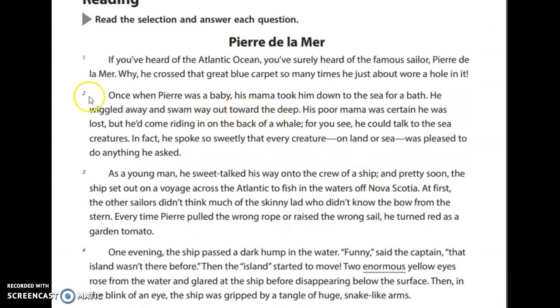Pierre de la Mer. If you heard of the Atlantic Ocean, you've surely heard of the famous sailor Pierre de la Mer. Why, he crossed that great blue carpet so many times he just about wore a hole in it. Once when Pierre was a baby, his mama took him down to the sea for a bath. He wiggled away and swam way out toward the deep. His poor mama was certain that he was lost, but he'd come riding in on the back of a whale, you see, he could talk to the sea creatures. In fact, he spoke so sweetly that every creature on land or sea was pleased to do anything he asked.